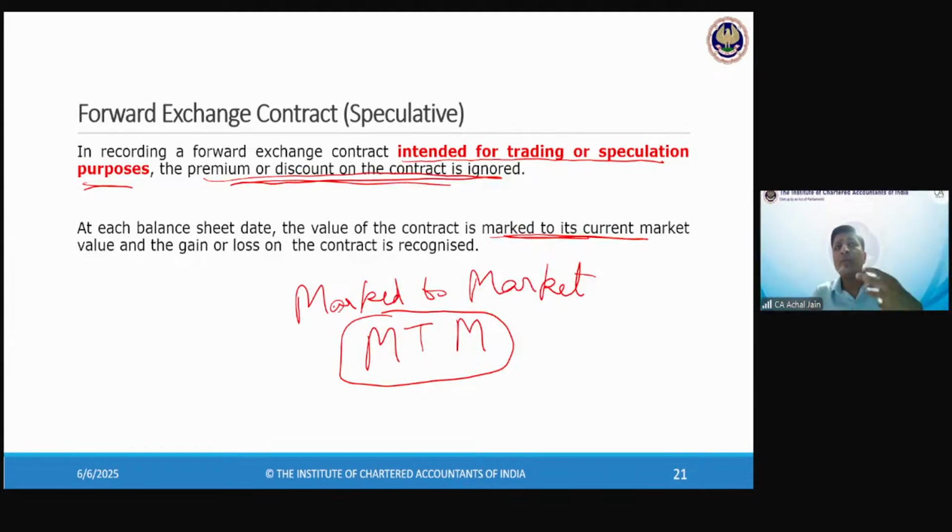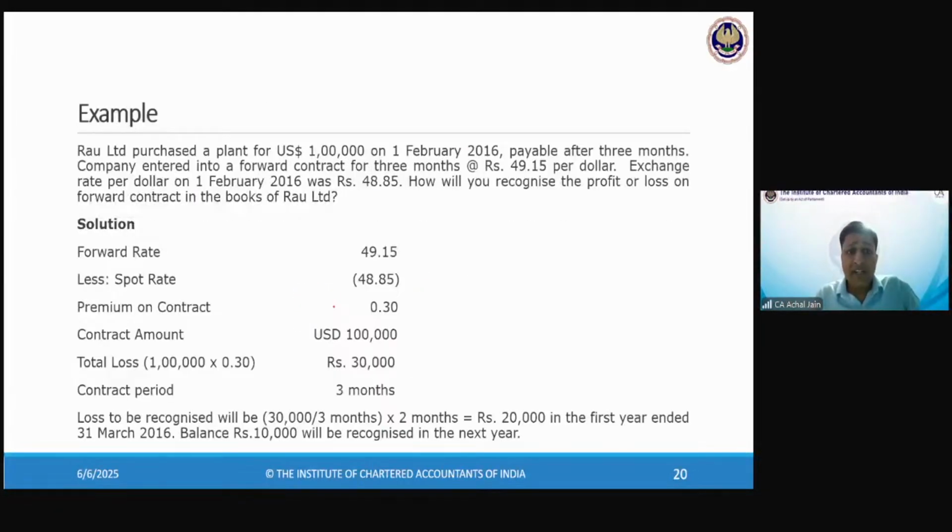So what will you do? You will compute the fair value or MTM of the contract. And if that is increased, it will be a gain. If that is decreased, it will be a loss. So now, for both these types of contracts, the one which is held for speculation purposes, the one which is not held for trading purposes, their accounting treatment is different. So let's try to understand the accounting treatment. We'll look at these examples.